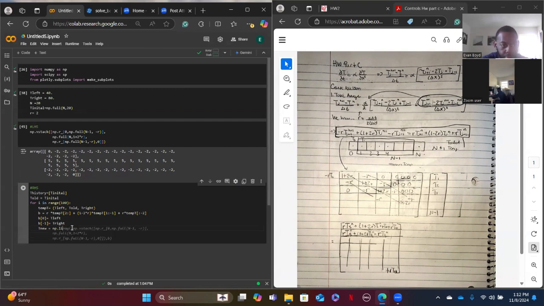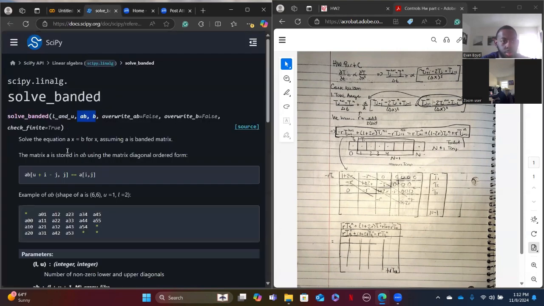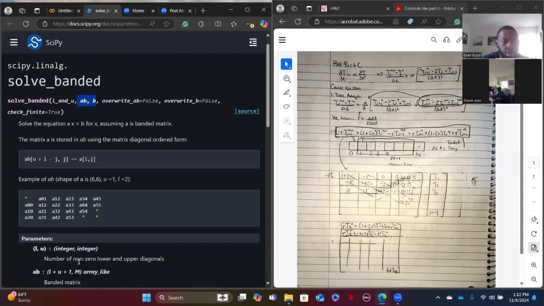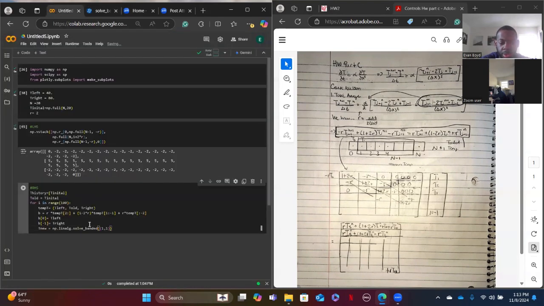Okay. So linalg.solve_banded, and we'll first do a (1, 1), for our non-zero lower and upper diagonals. And then we would just input our, where are they at? Oh, I never named this. Okay, good thing I saw that.